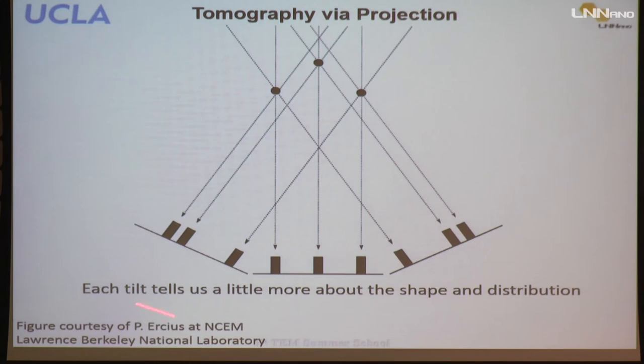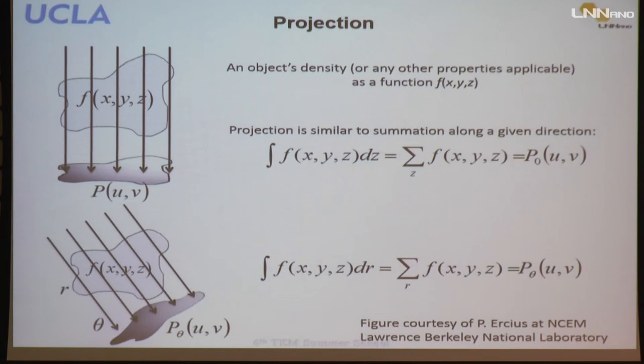So how can you get the higher dimensional object back from projections? That's in the upcoming slides. Let me explain projection first. Let's say an object's density, or I'm saying density here, but any other physical property can be used for projection, like electric potential, or in MRI, the magnetic response. Anything which can be projected.